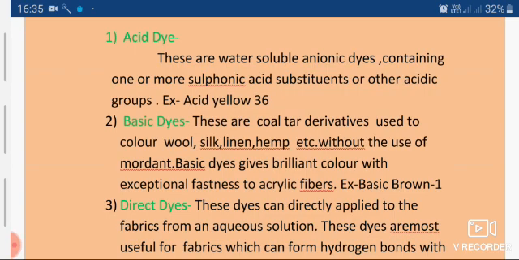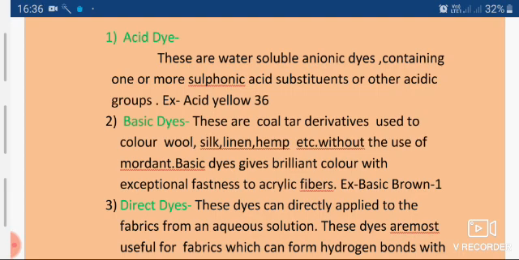An acid dye is a dye which contains one or more sulfonic acid substituents or other acidic groups. This dye is a water soluble dye, and this is also known as anionic dye. This acidic dye contains at least one or more sulfonic acid substituents in its structure, or any other acidic group must be present in its structure.